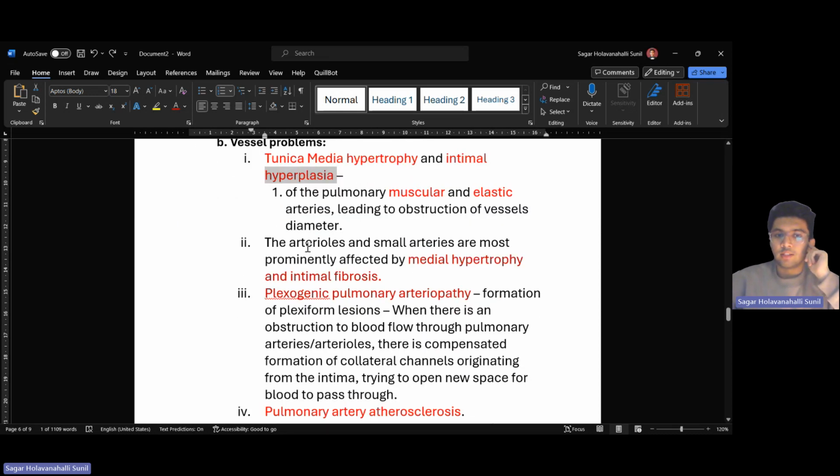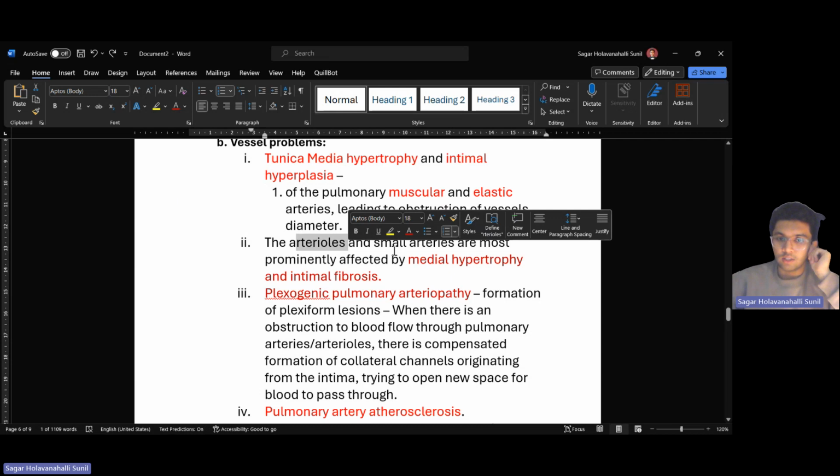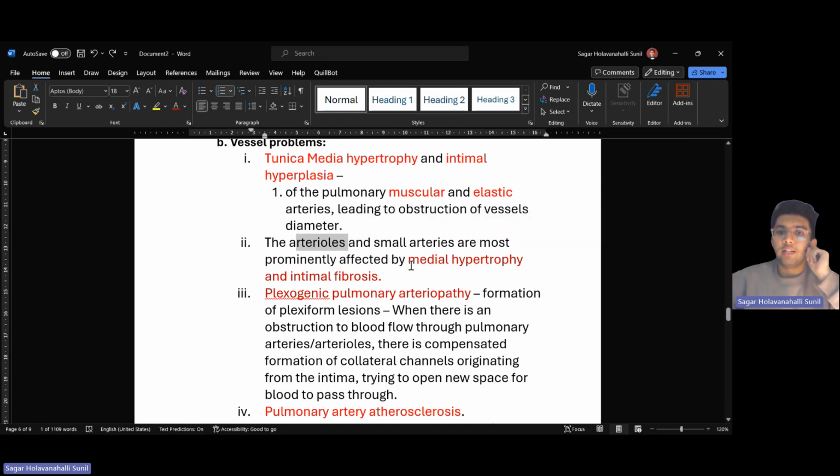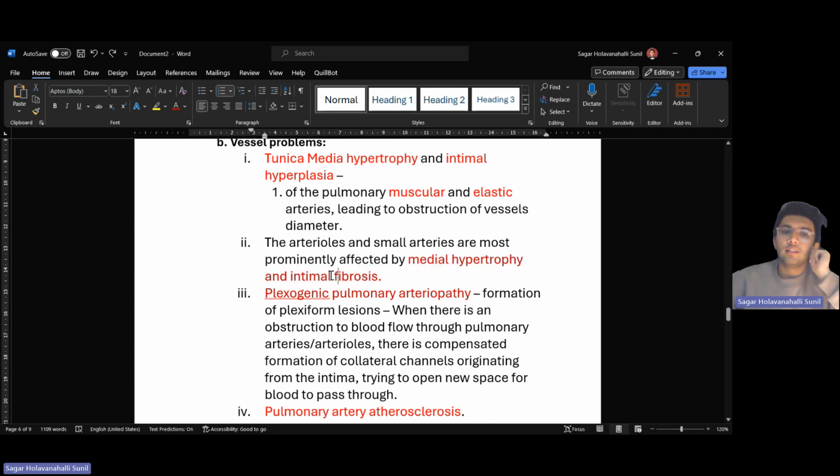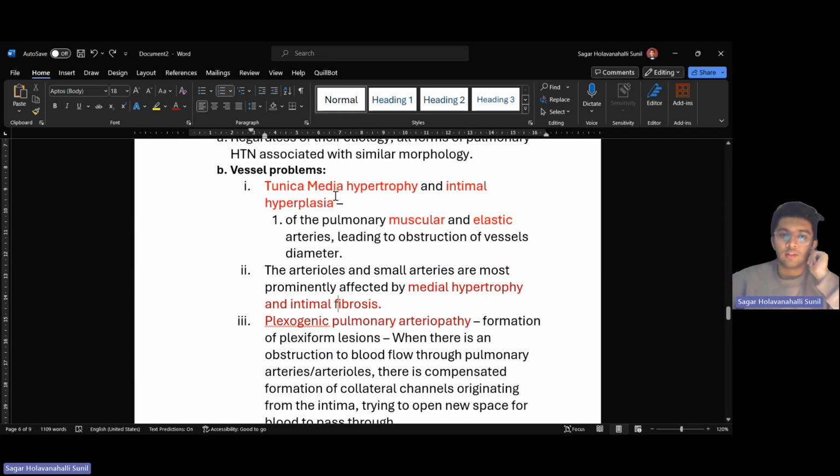If you're going for the smaller vessels, arterioles and the small arteries, you're going to have medial hypertrophy and intimal fibrosis. And I think this has to do with the fact that the larger vasculature is much better at accommodating this increased pressure, so they can undergo hyperplasia and hypertrophy, rather than the arterioles and small arteries, where the damage to the endothelium can be high enough to cause fibrosis.